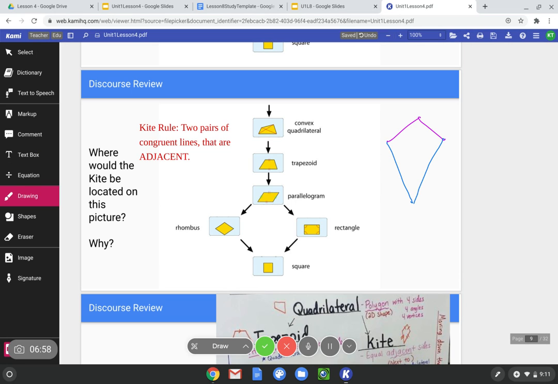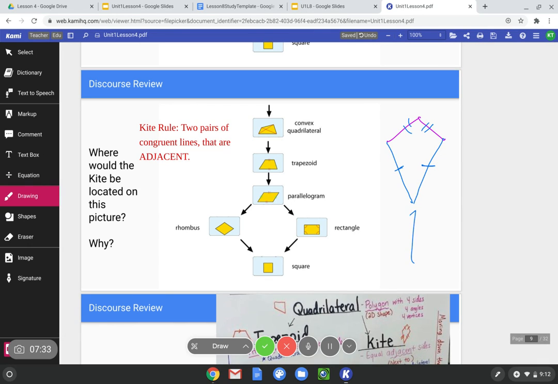So the rules for a kite is that it must be a quadrilateral and it has 2 pairs of congruent lines that are adjacent. So look at this kite that I drew here on the right. You can see the blue lines are congruent. They are equal to each other and they are next to each other. They are not across from each other. And then the purple lines are also adjacent and congruent. So that is what we mean by adjacent, next to.